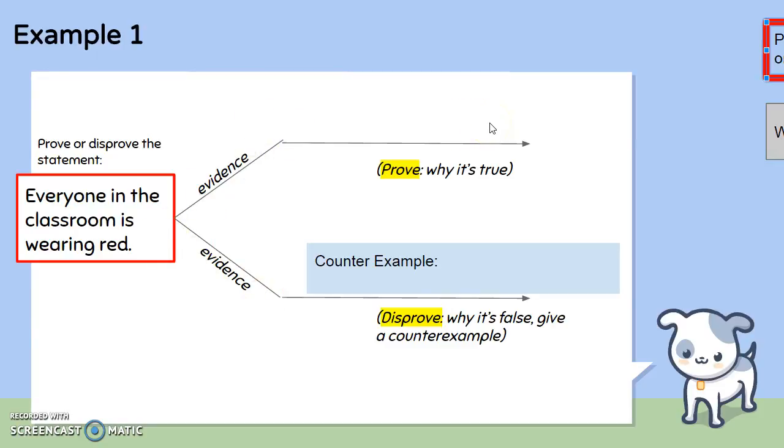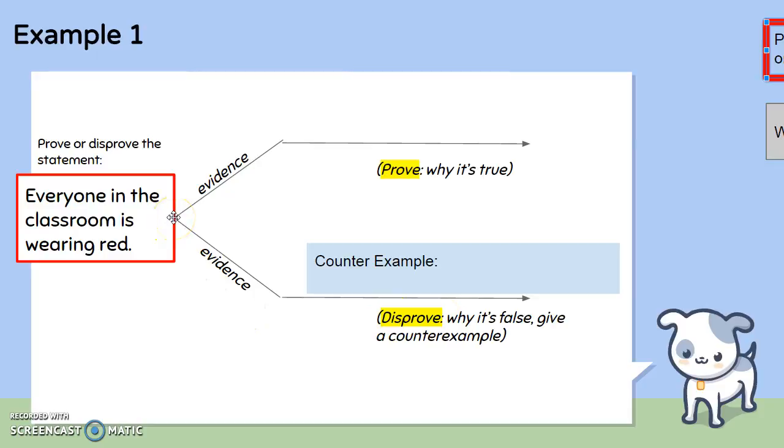So what is evidence? Evidence is something that proves that a statement is true, right? Like if you look around the classroom and every single person is wearing red, then yeah, absolutely, that is a true statement. But if you look around that classroom and you can find one person that this statement is not true for, then you have found evidence that the statement is false and you can disprove it.